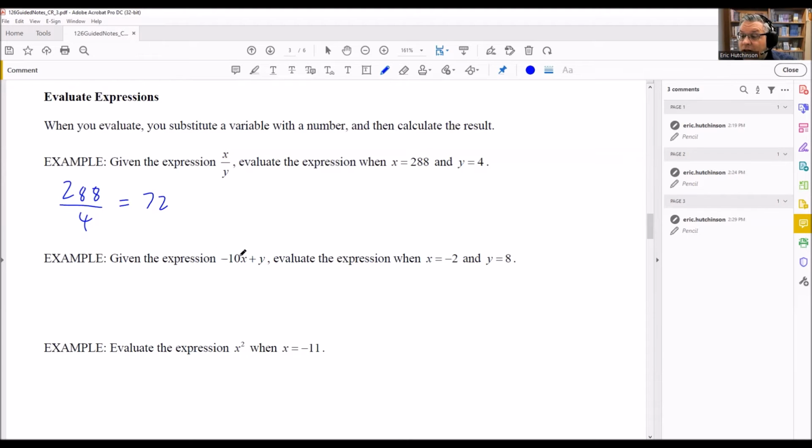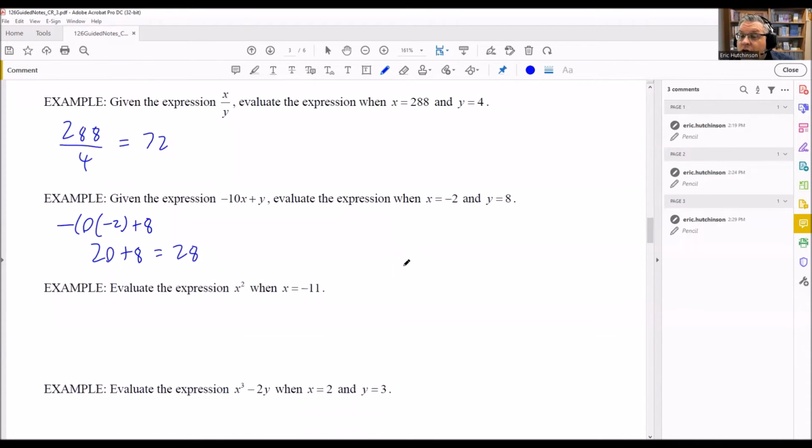Next one, negative 10x plus y. X is negative 2 and y is 8. You're going to do negative 10 times x, which is negative 2, plus 8. Be careful in this one. When you multiply two negatives, you get a positive. So this is going to give you positive 20 plus 8, which is going to give you 28 as the answer.